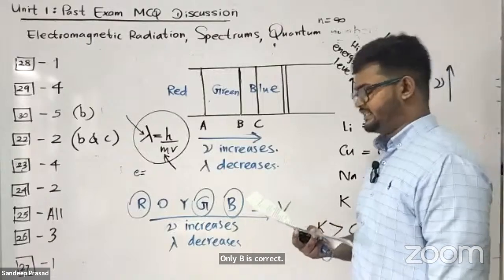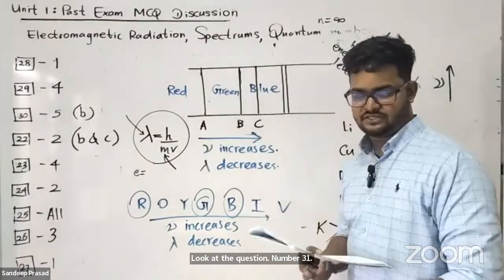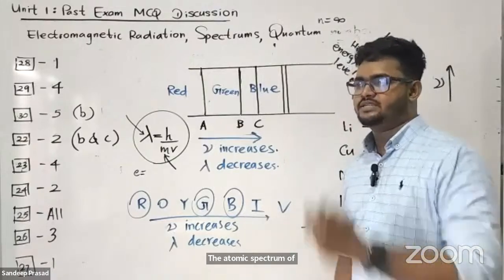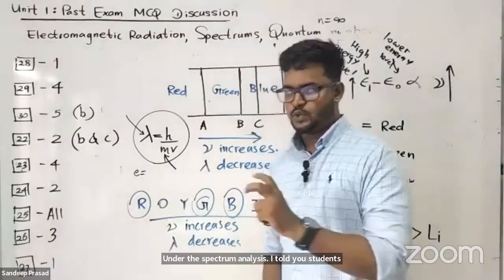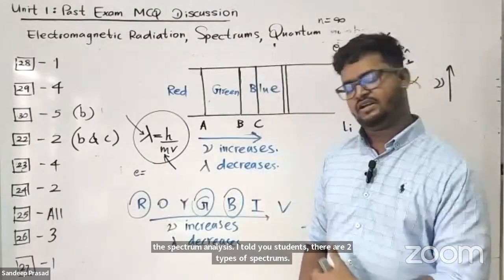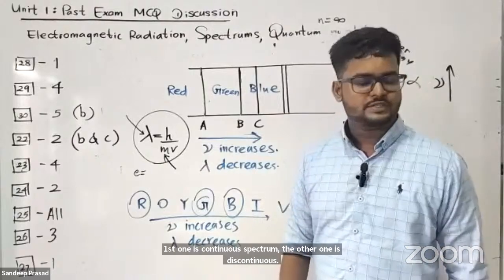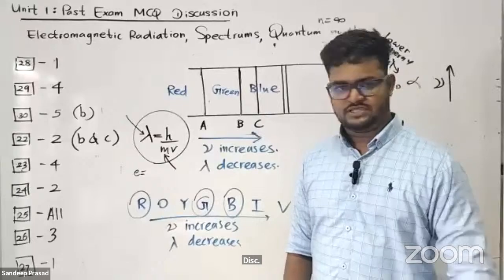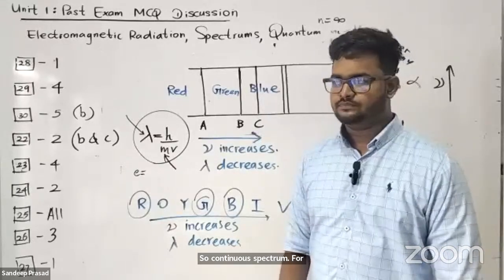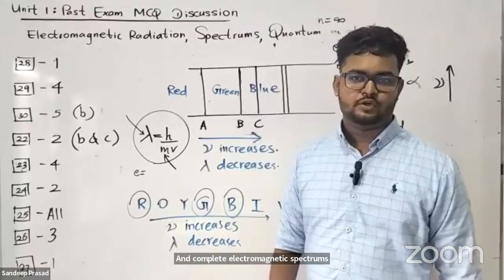Look at question number 31. The atomic spectrum of hydrogen is a line spectrum. Under spectrum analysis, I told you students, there are two types of spectrums. The first one is continuous spectrum. The other one is discontinuous or line spectrum or discrete spectrum. For example, the visible light region is a continuous spectrum, and the complete electromagnetic spectrum series is a continuous spectrum.